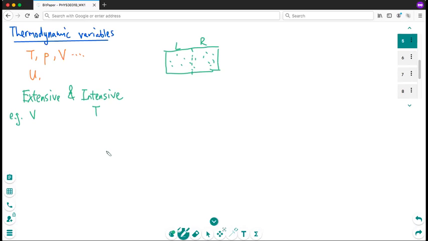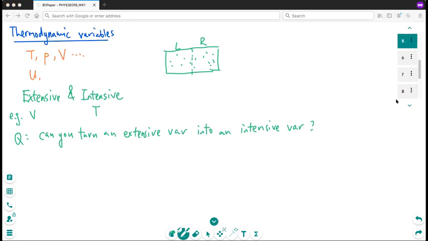So now the question for you is, if I give you an extensive variable, can you turn it into an intensive one? Something for you to think about. Next.